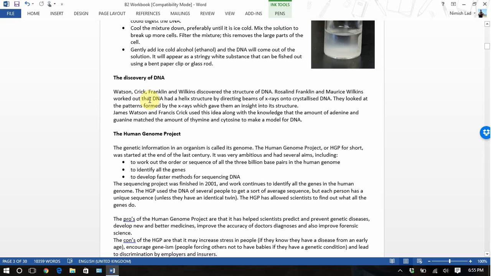Watson and Crick used this idea along with the knowledge that the amount of A and G matched the amount of T and C to make a model of DNA. So they looked at the actual complement. They came up with the idea of complementary bases by looking at the amounts of A, T, C, and G.